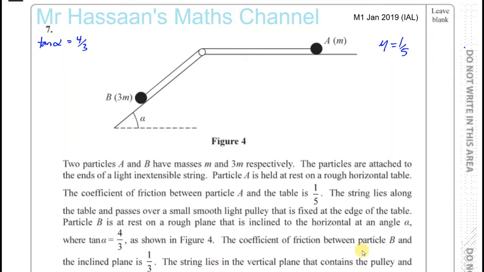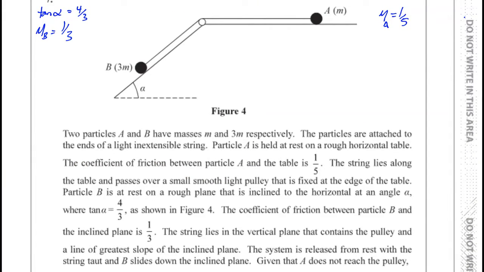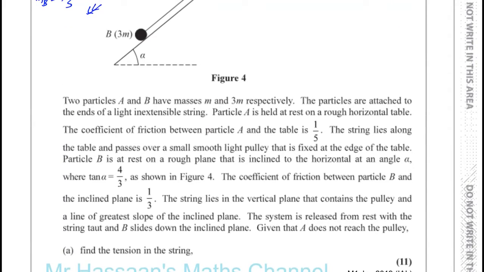The coefficient of friction between particle B and the inclined plane is 1/3. So here you have a coefficient of friction for B is 1/3, and this is for A. The string lies in the vertical plane that contains the pulley, a line of greatest slope of the inclined plane. The system is released from rest with the string taut, and B slides down the plane. So it moves this way when it's released. Given that A does not reach the pulley, find the tension in the string.